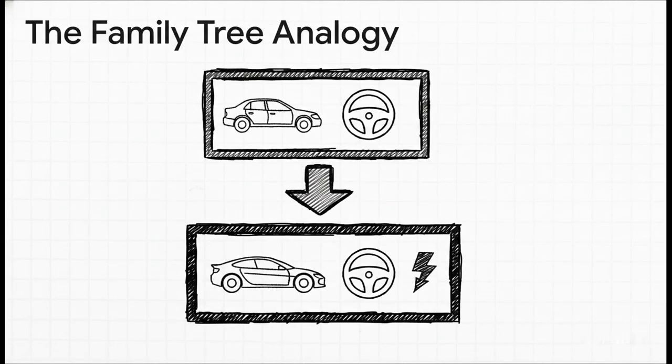The best way to think about it is like a family tree. We can create a more general parent class, let's call it vehicle, that knows how to drive a road. Then, our electric car becomes a child class that inherits from vehicle. That means it gets the drive method completely for free, no copy-pasting required. Then, it can add its own special tricks, like a charge method. It's a way of saying an electric car is a kind of vehicle.